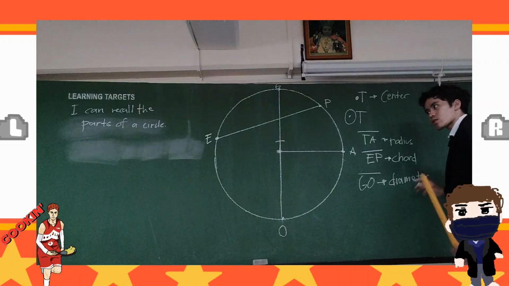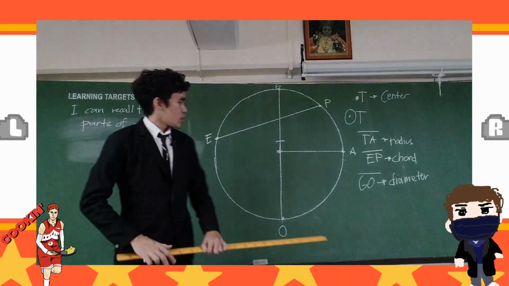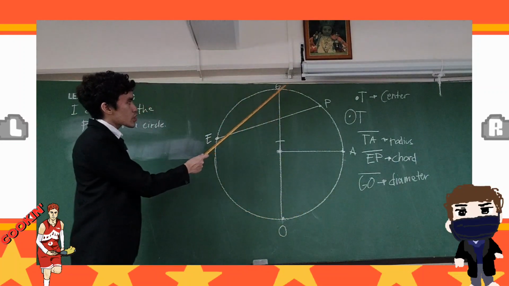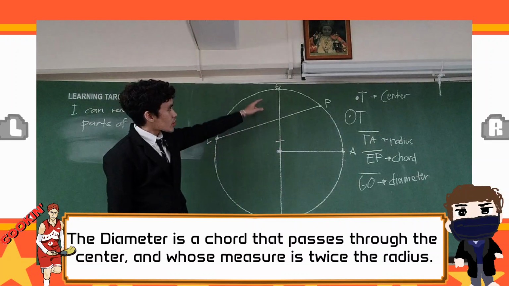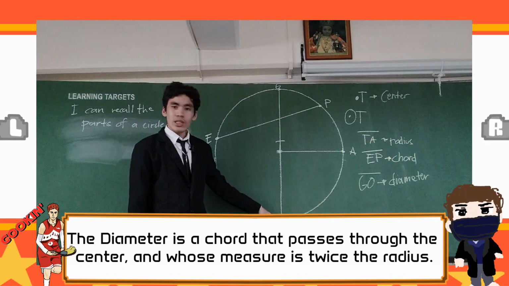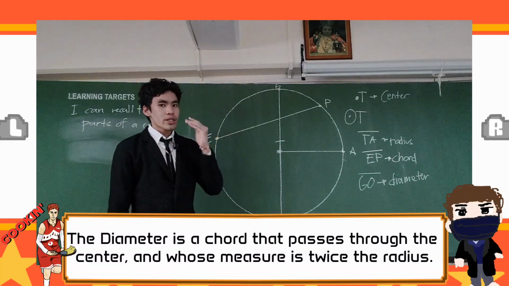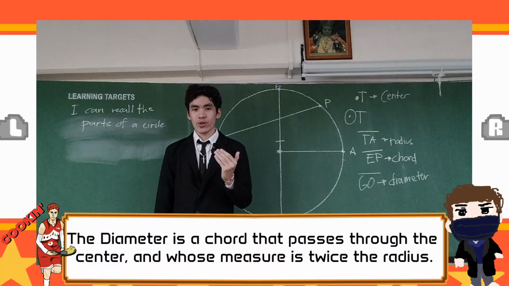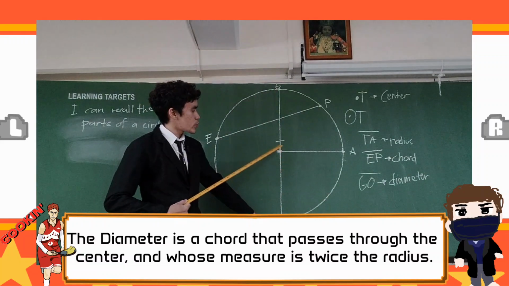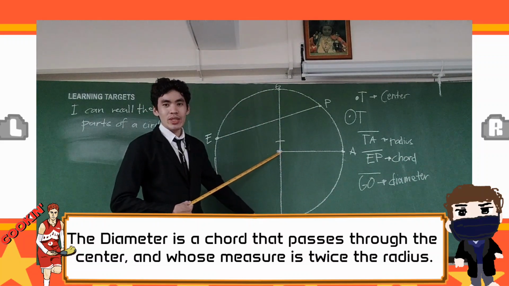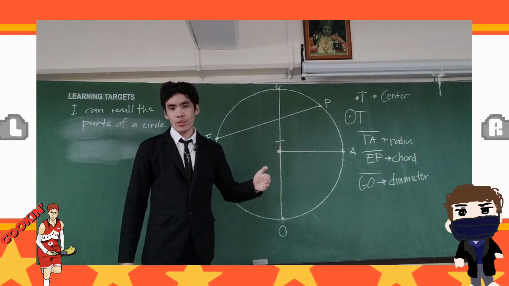The important details that you have to remember about a diameter are a couple of things. First, a diameter is also a chord. Why is it also a chord? Because its endpoints can be found on the circle. What makes a diameter a special kind of chord? Well, it is a chord that passes through the center, being T. Hence, since it passes through the center, it makes it a diameter.